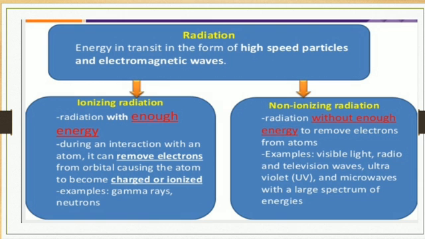And non-ionizing radiation is radiation without enough energy to remove electrons from atoms. Examples of non-ionizing radiations are visible light, radio and television waves, ultraviolet rays and microwaves with a large spectrum of energies. Okay, students.